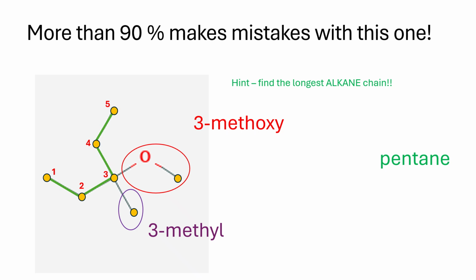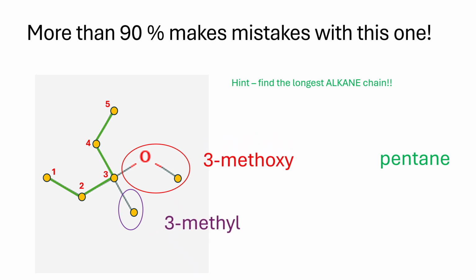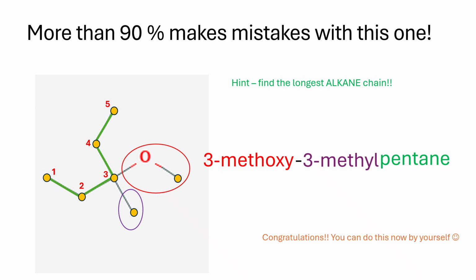And we have to go by alphabetical order. Both have meth, but one has oxygen, one has Y. So methoxy comes first because we're prioritizing the alphabetical order, and having 3-methyl as a second side chain. And don't forget to add the dash between the number and the alphabet. So if you could name it, congratulations, you can do everything yourself.